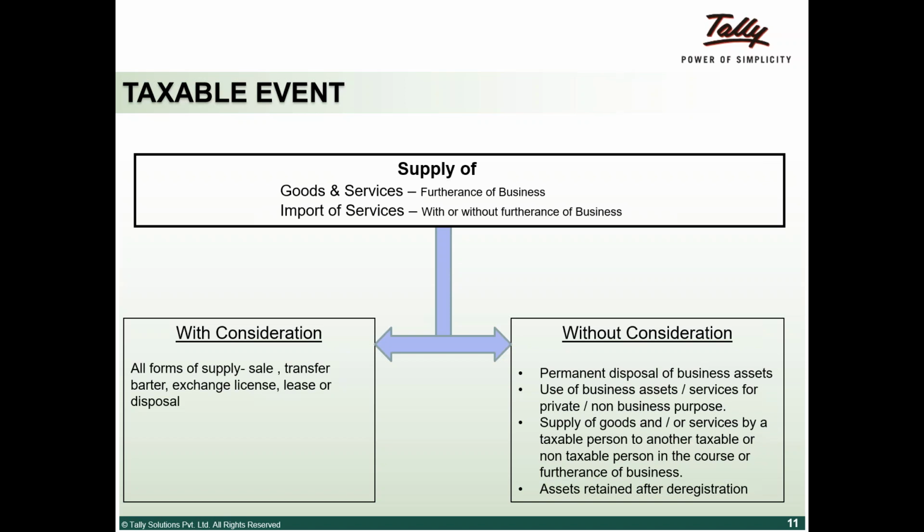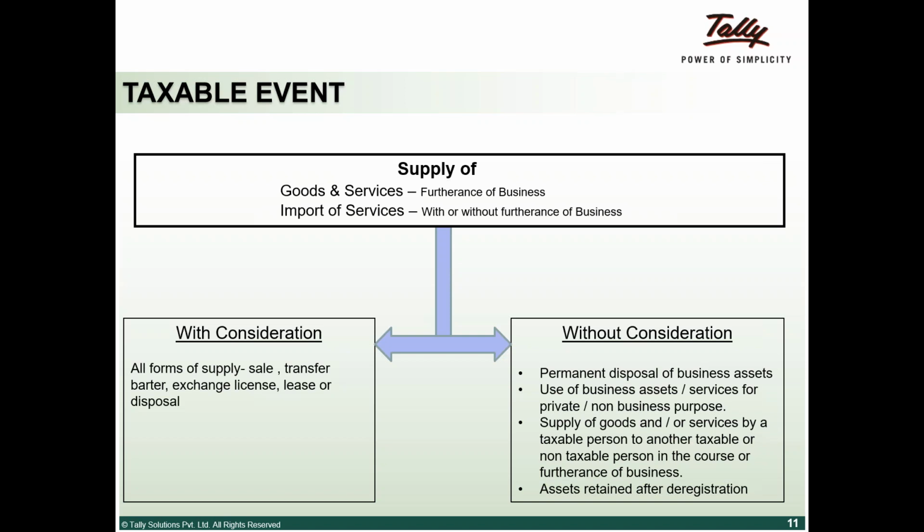Lease or disposal: even a lease, if you are giving it on lease, is considered a supply of goods or services. Or disposal of any assets: if the manufacturing unit sells its asset, then also GST is applicable. So this is with consideration. Now let's look at which transactions will still form a supply of goods or services without consideration. A permanent disposal of a business asset, where the company sells its assets to anybody else, has GST applicability. Use of business assets or services for a private or non-business purpose.